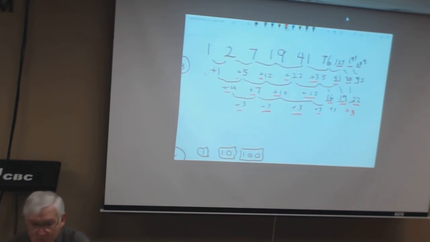Everybody see that? 16 and 35 is 51. And then the next number, I add 19 to 51, and that gives me 70. Everybody follow that? The math going too fast here?